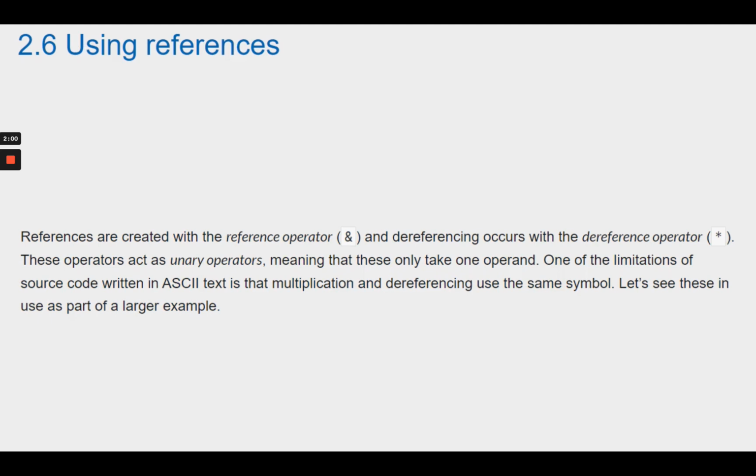References are created with the reference operator, or ampersand, and dereferencing occurs with the dereference operator, asterisk. These operators act as unary operators, meaning that they only take one operand. One of the limitations of source code written in ASCII text is that multiplication and dereferencing use the same symbol. Let's see these in use as part of a larger example.